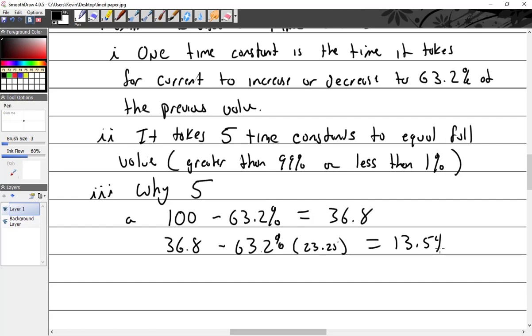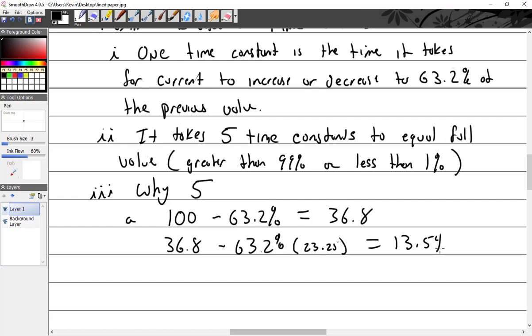Well, where did I lose you? It takes 5 time constants. Why 5 time constants? I have, let's say, a coil, and this is how long it takes the current to go from 0 to full or full to nothing. It's easier to show you full to nothing, all right? So I'm at 100%, current's at 100%, and I shut it off.